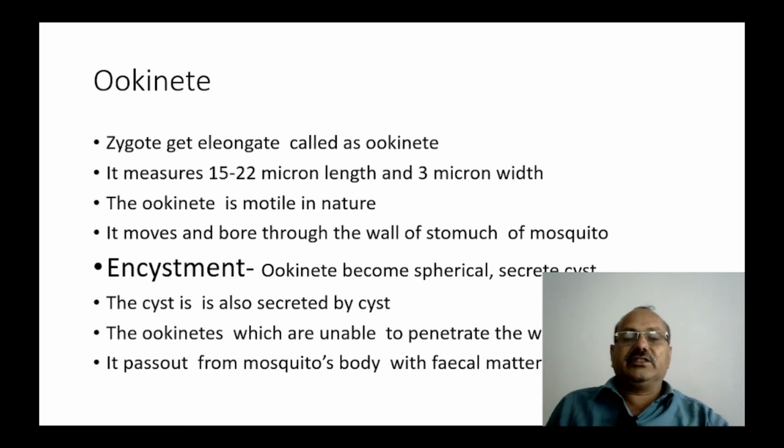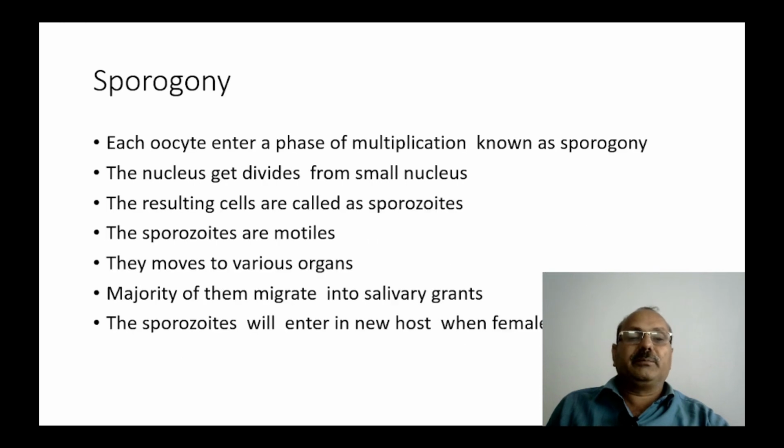Then encystment. The ookinete becomes spherical and secretes a cyst. A cyst is also secreted by other organisms. An ookinete which is unable to penetrate the wall of the stomach passes out from the mosquito body with the fecal matter. Then there is the next stage called sporogony. Each oocyst enters the phase of multiplication known as sporogony. The nucleus divides into small nuclei. The resulting cells are called sporozoites.